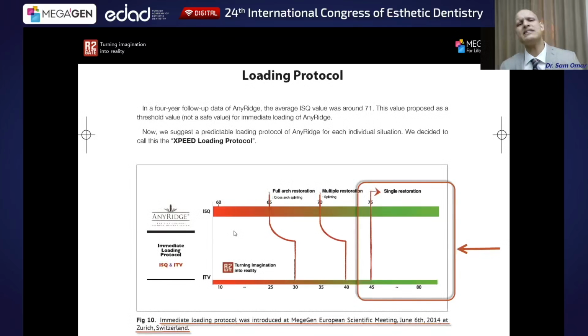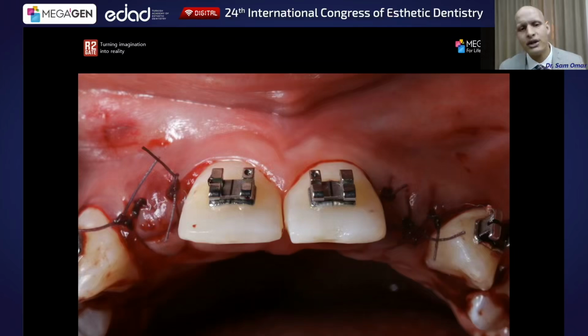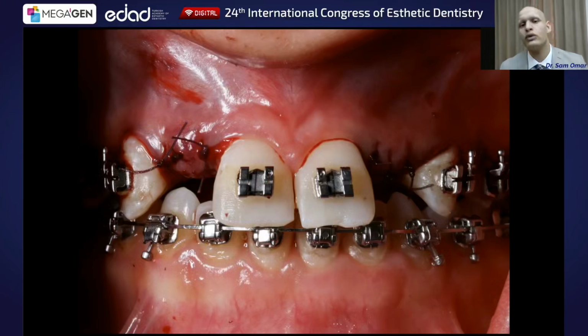So I think in this case, it's not really safe to do immediate loading for the patient. So what we've done for this case is that we sutured the patient up and we let the patient go, because we know that the right clinical decision in this case is not to load the patient.